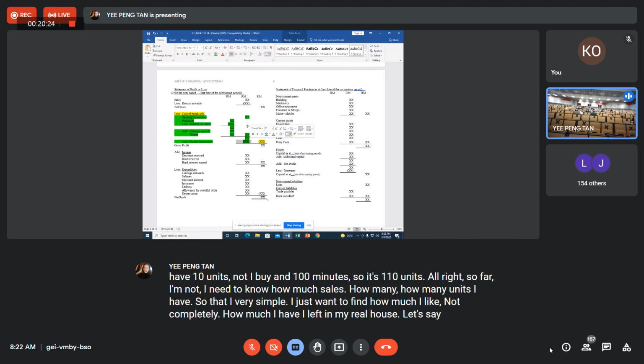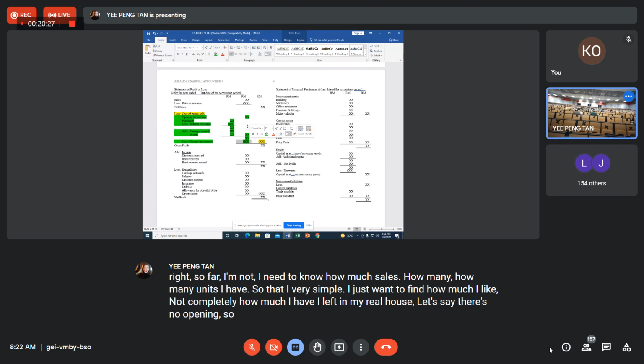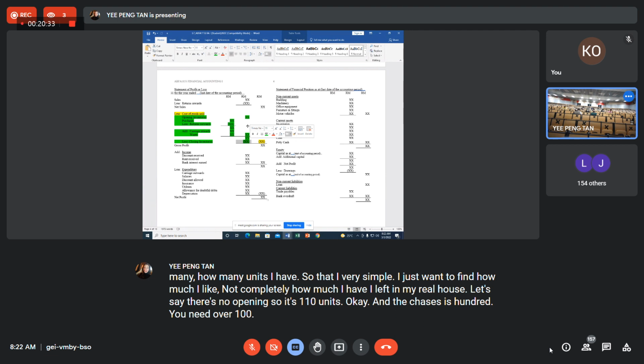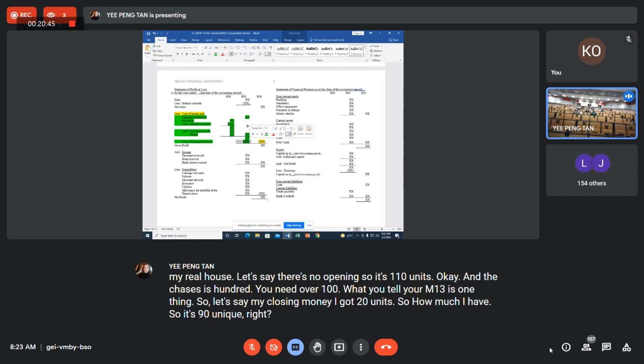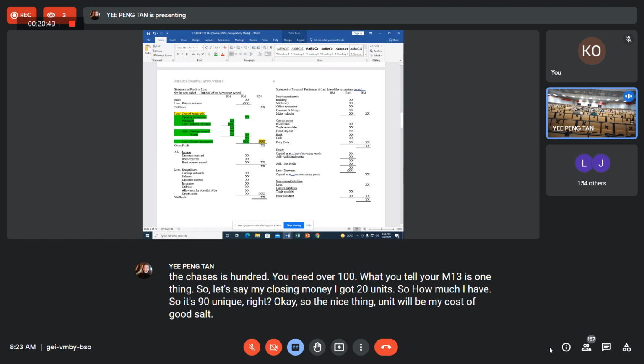Let's say just now opening stock is 110 units, and the purchases is 100 units. Total I got 10 units and 100 is 110 units. So let's say my closing inventory I got 20 units. So how much I have sold is 90 units, right? Okay, so the 90 units will be my cost of goods sold, right?